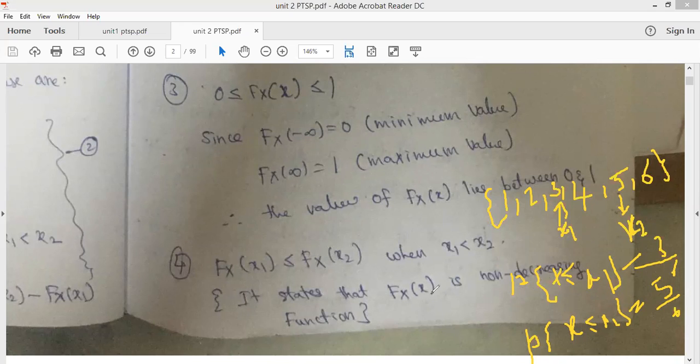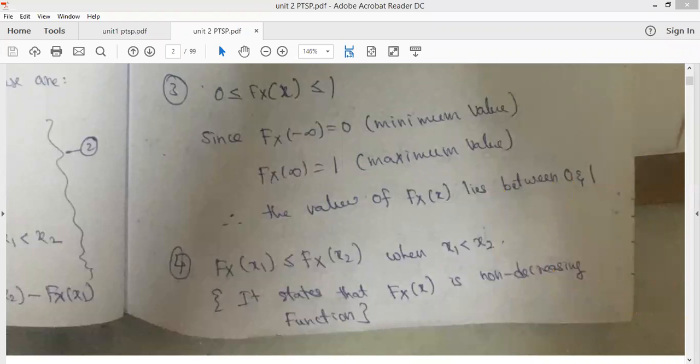Okay. So if you have chosen x1 less than x2 like this, then Fx of x1 will be always less than or equal to Fx of x2. It means that Fx of x is a non-decreasing function. Fx of x will be always an increasing function. It is a non-decreasing function.